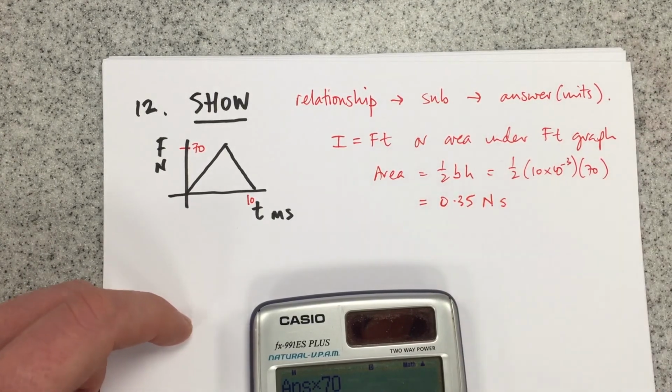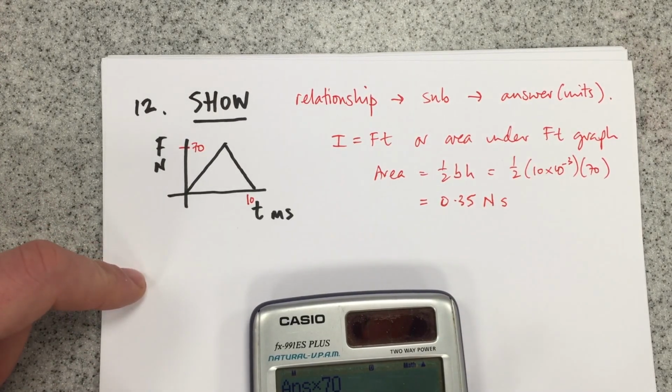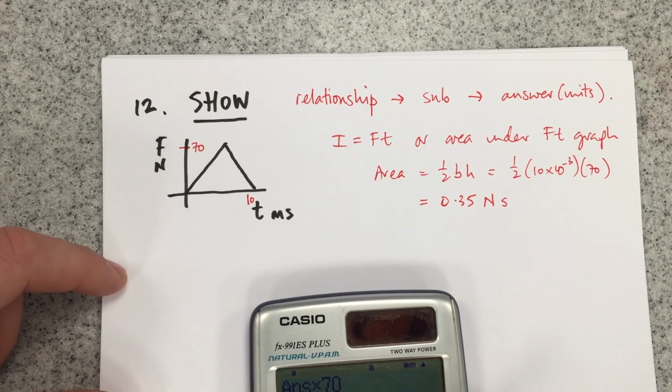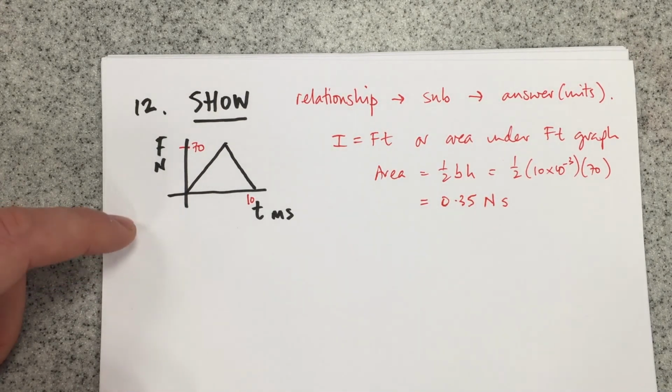Newton seconds. Now they've given you the unit of impulse, so you shouldn't be getting that wrong anywhere else in the paper. Use that unit to help you in other areas of the paper that you might need impulse or change in momentum. Okay, so that's part one.